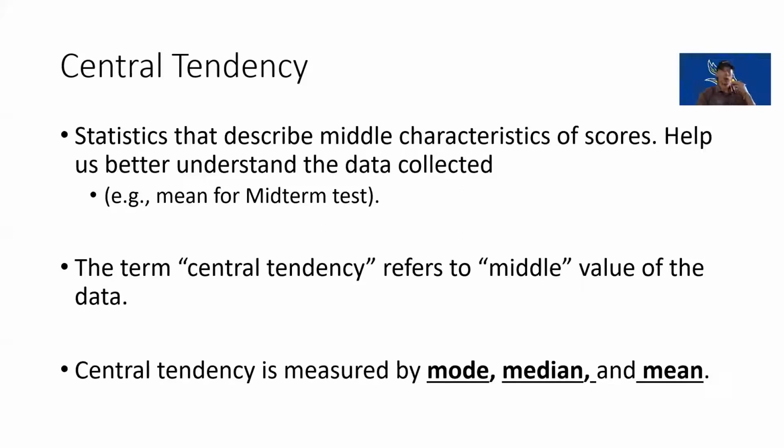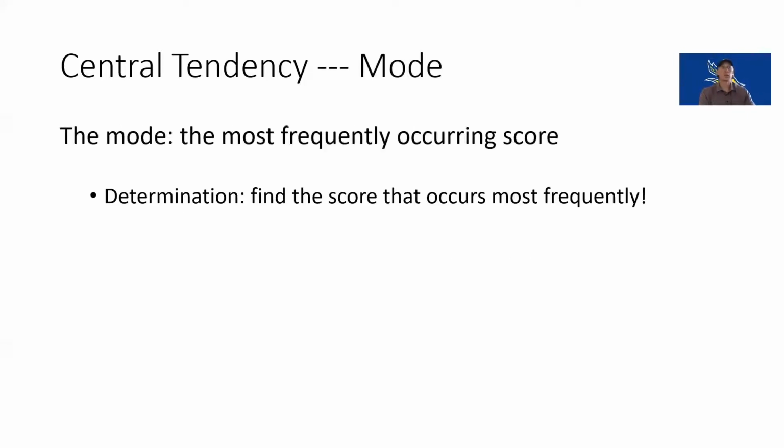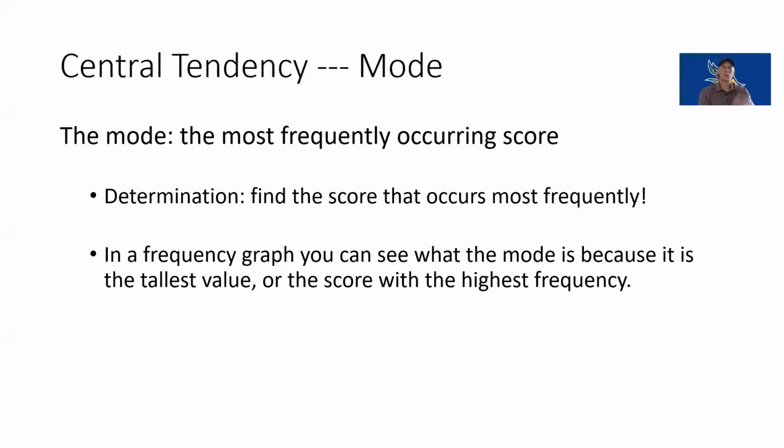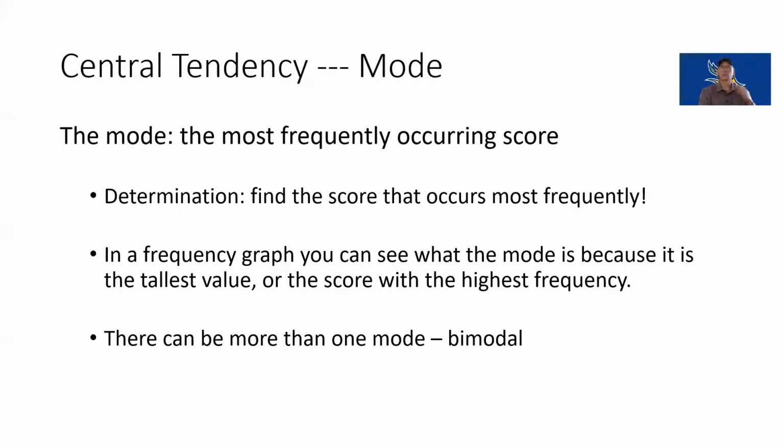Our measurements. Central tendency is measured here with mode, median, and mean. Mode is what happens most frequently. Median is our 50th percentile, so 50% above, 50% below, and then mean is our average. So mode is the most frequently occurring score. Remember back to our frequency table. It's really easy to find our mode when we create our frequency table.